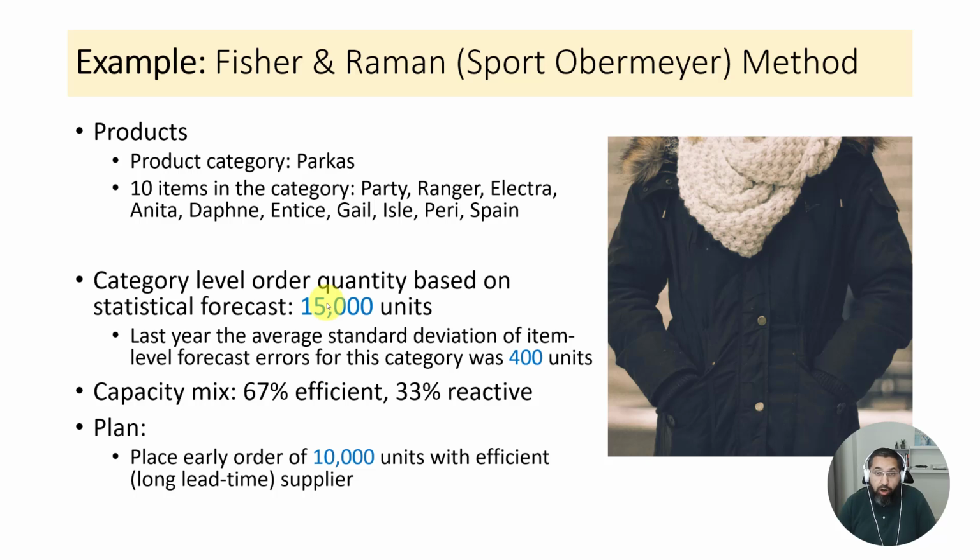But you don't know how many of the 15,000 will be Party, how many will be Ranger, how many will be Electra, and so on and so forth. Now you have to break up the 15,000 across these 10 SKUs.